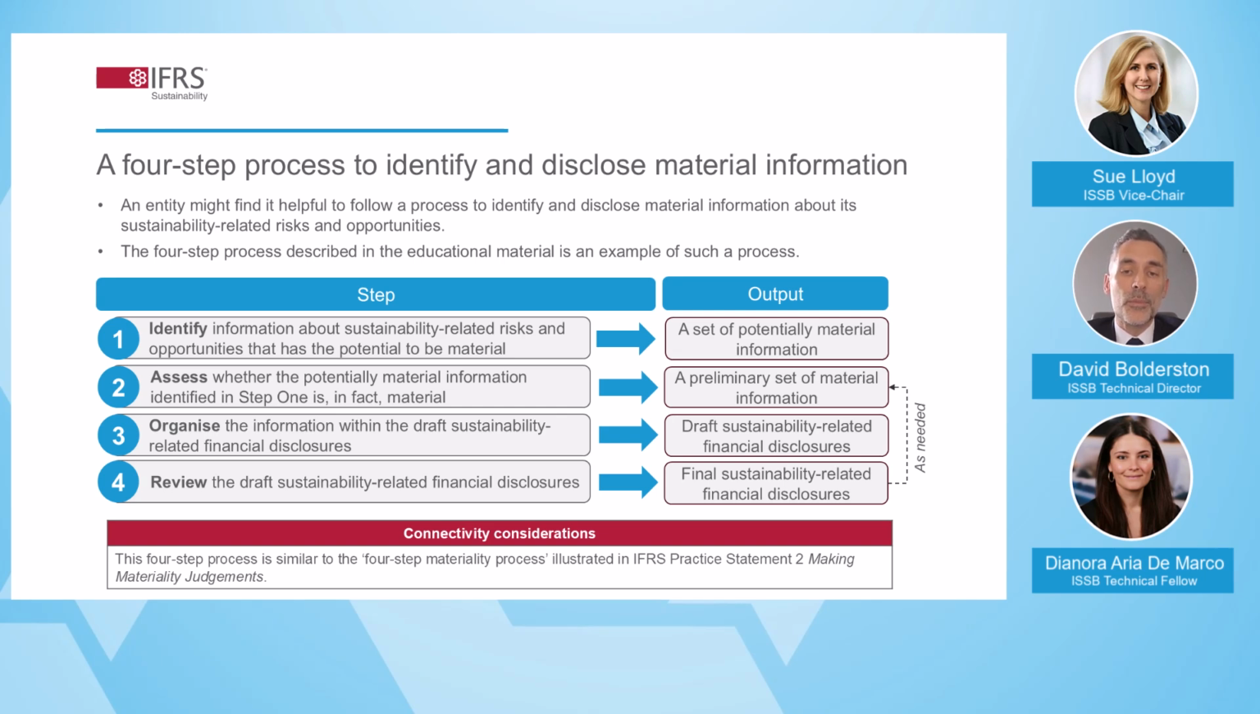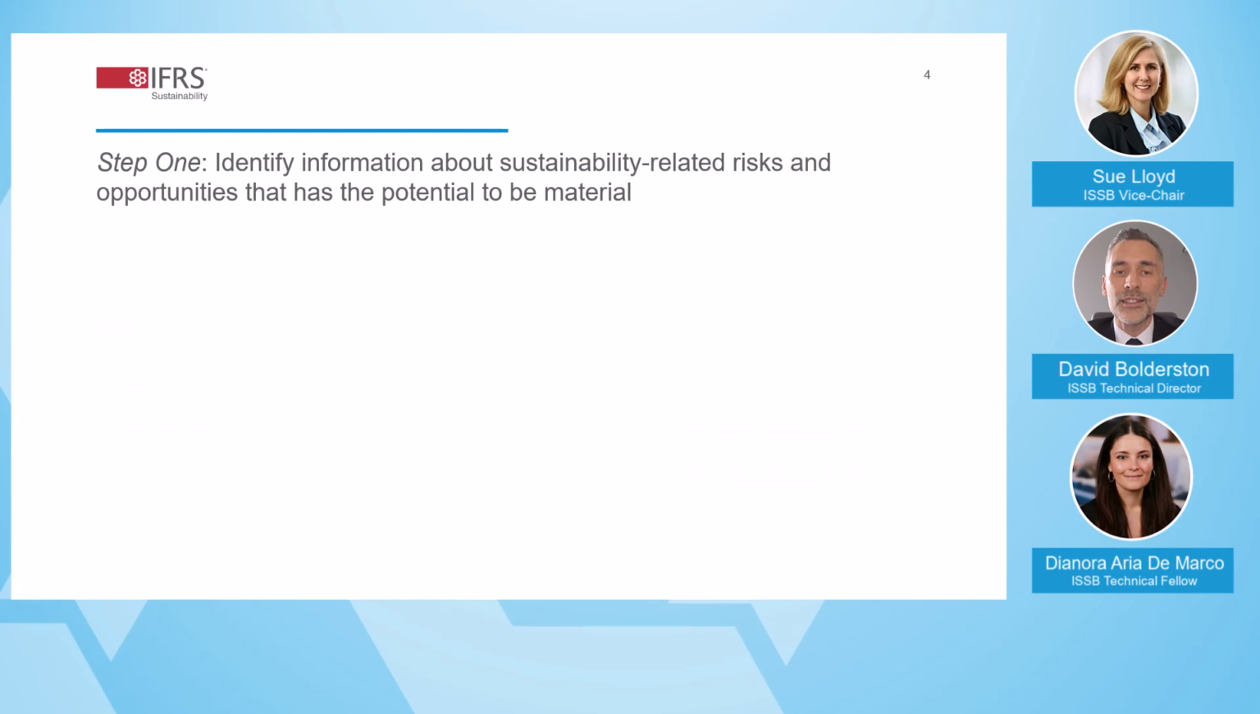You then take that preliminary set of material information in step 3 and organise it, which results in a draft set of sustainability-related financial disclosures. And finally, that draft is reviewed, resulting in your final sustainability-related financial disclosures. So then let's next take a look at each of those steps.